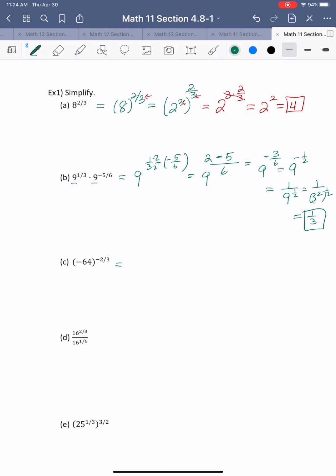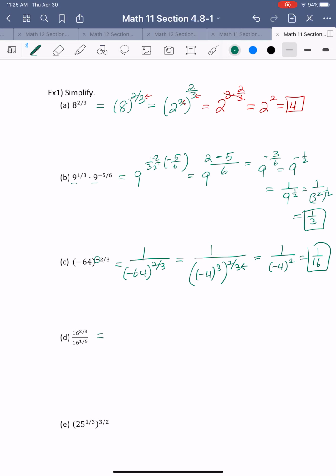Same thing for the next one, but I see the negative exponent, so I'm going to change it to a positive, but you cannot change the base. Only the exponent changes. Now 1 over, and 64 is the same as negative 4 cubed, because there's a third power here. When you multiply 3 times 2/3, the 3 cancels out, and you get 1 over negative 4 squared, which becomes 1 over 16.